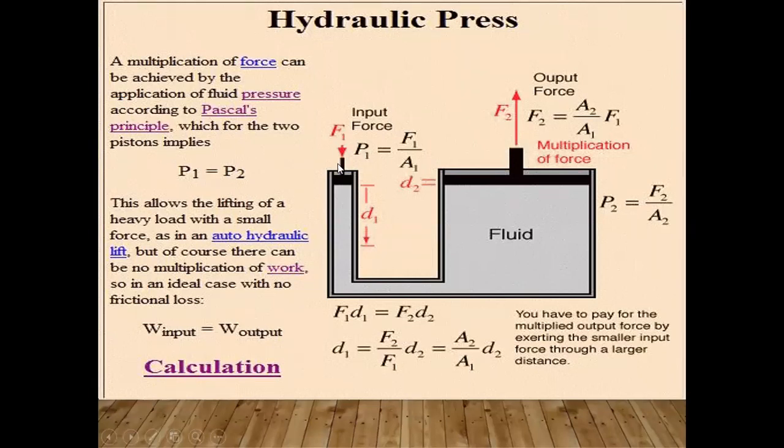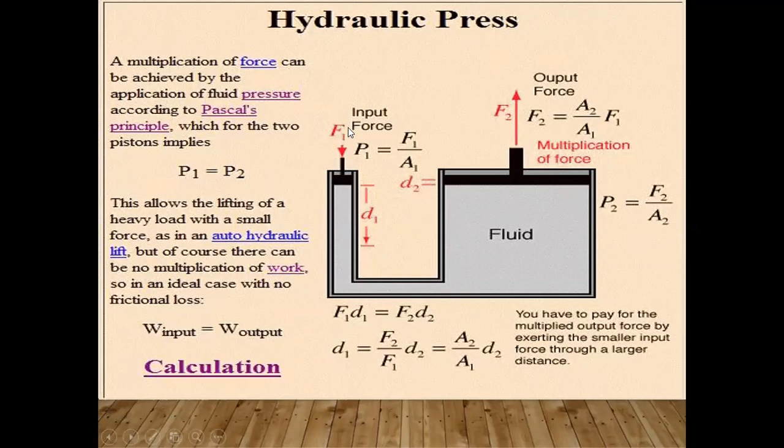Here, F1 is the force applied. A1 is the area of cross-section of the input piston of the hydraulic press. Similarly, F2 is the force produced, or effort produced. A2 is the area of cross-section of the second piston of the hydraulic press.